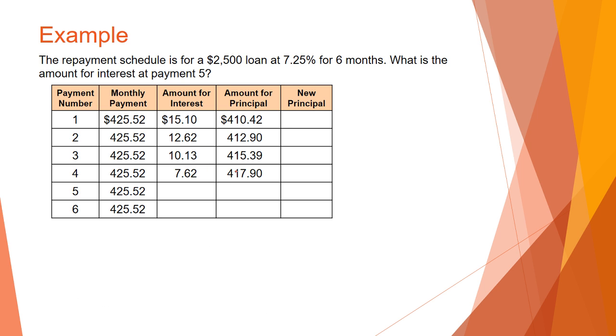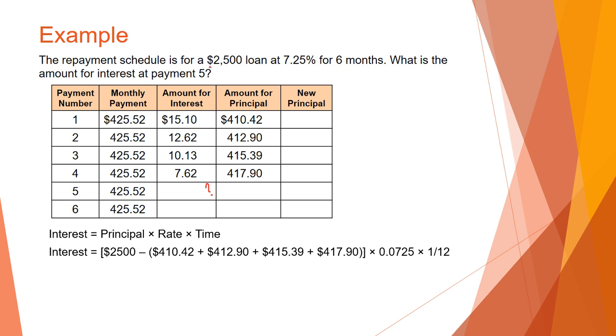So here's another one. A different example, but same kind of thing. This time we're looking for payment number 5 right here. So do the same thing, principal times rate times time. Principal, again, take the initial loan, $2,500, subtract the sum of all the amount for principal. So we're going to have $2,500 minus $1,656.61 times 0.0725, which is the rate, times 1 over 12 because we're only looking at 1 month.